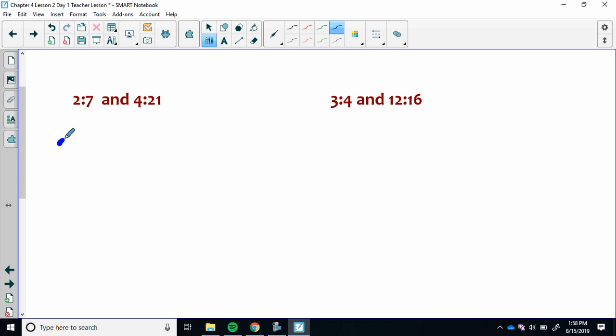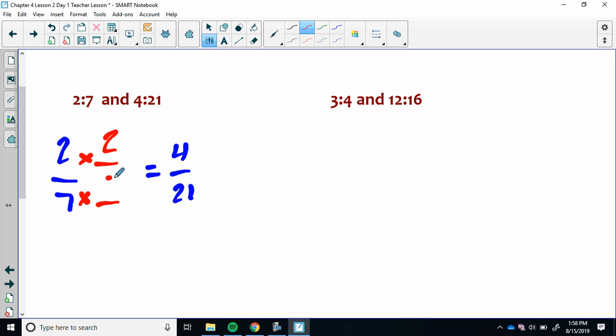2 and 7, 4 and 21. So once again, just don't be afraid to ask yourself out loud. 2 times something gives me 4. That's 2. 7 times something gives me 21. That's 3. 2 and 3 are not the same, so this would be no, negative. Not equivalent.